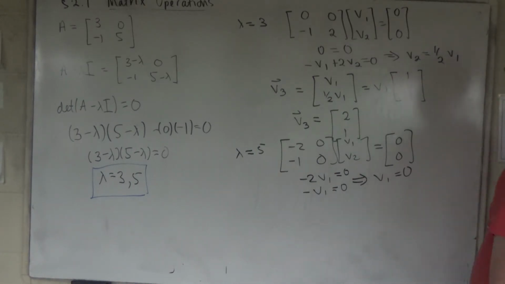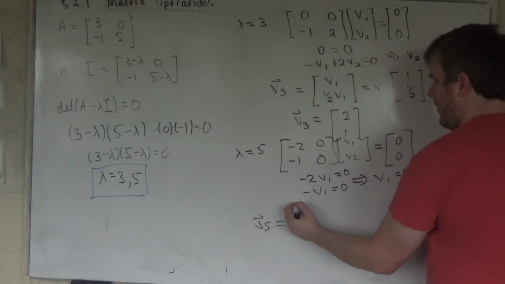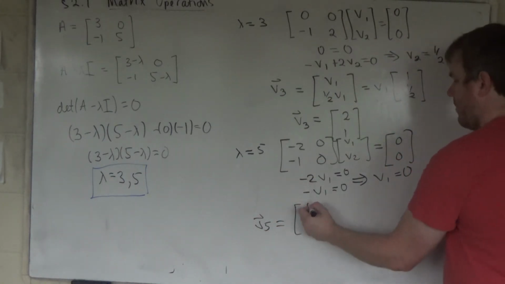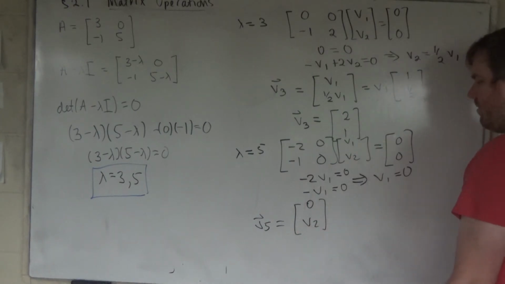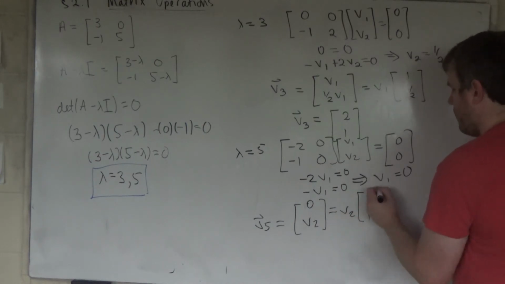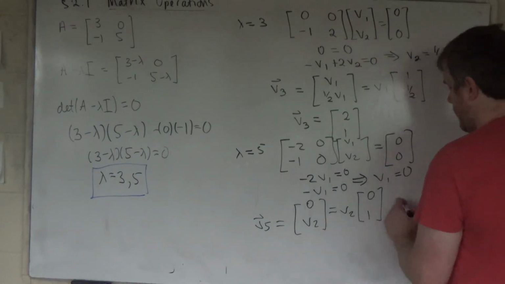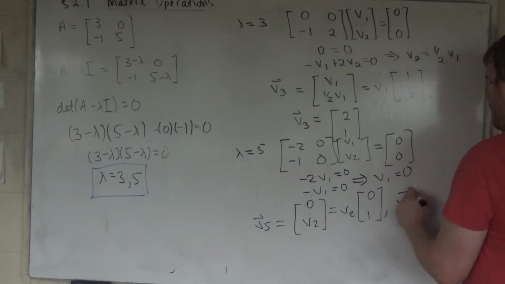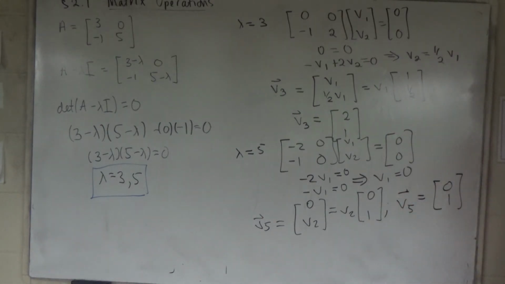So what do I do with this? Well, that tells me that v5 should be v1, but that's 0, v2. Okay, well I can factor out v2, and that will leave me with 0, 1. If I let v2 be anything non-zero, say 1, I get v5 equals the vector 0, 1.